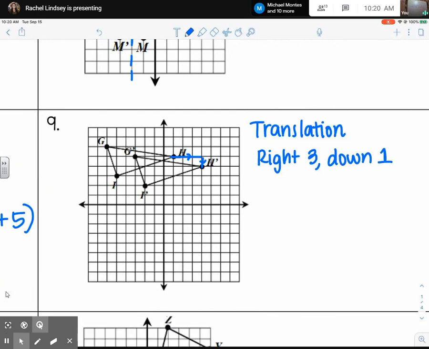Okay, and then we need a coordinate rule. X, Y goes to, what's it going to be? X plus 3, Y minus 1.